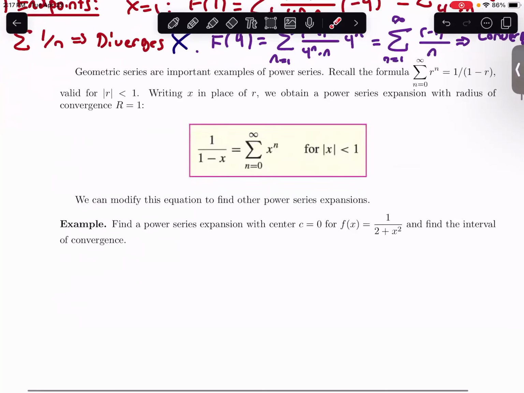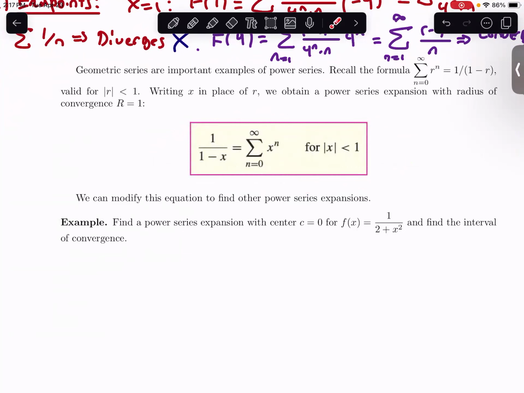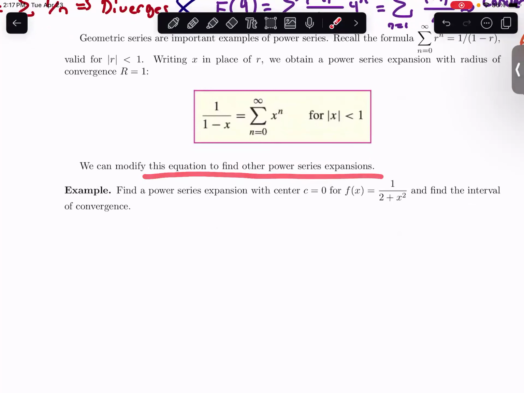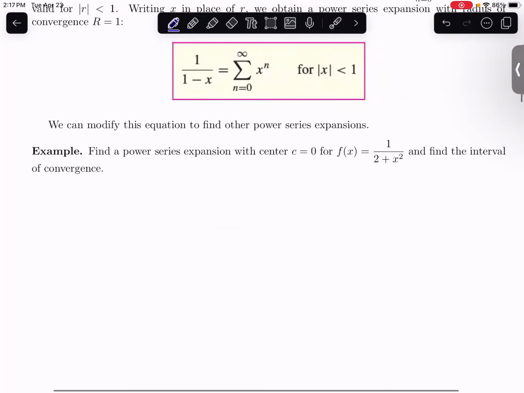What we want to do is take this power series that we know already, and then derive equations for other functions and their power series. So we're going to modify this equation to find other power series expansions. This is where stuff gets hard, I think; people generally find this kind of hard, so it's worth paying attention to. For this problem, it wants you to find the power series expansion with center c equal to 0 for f of x given by 1 over 2 plus x squared, and it wants you to find the interval of convergence of that power series.